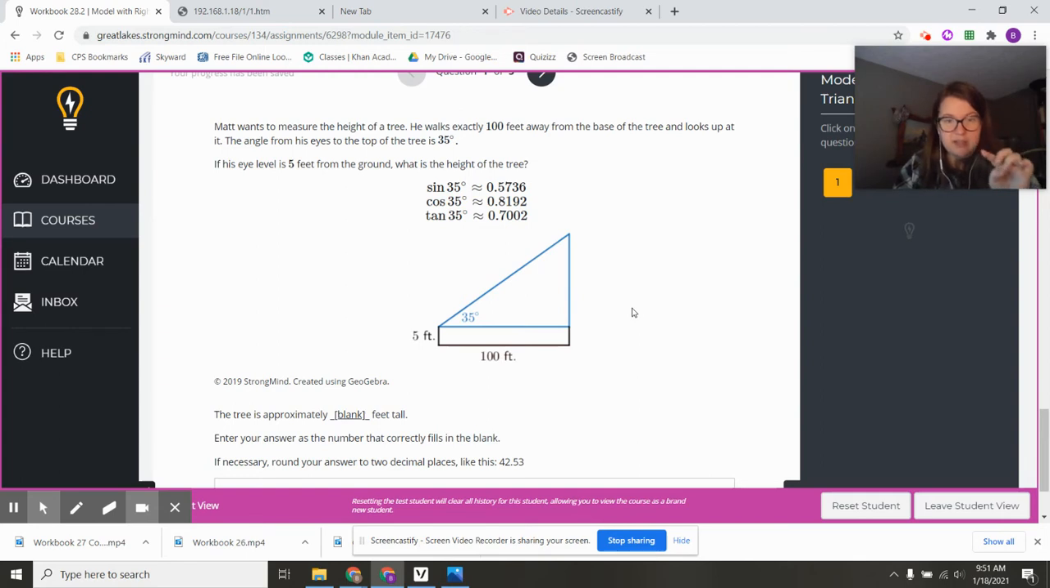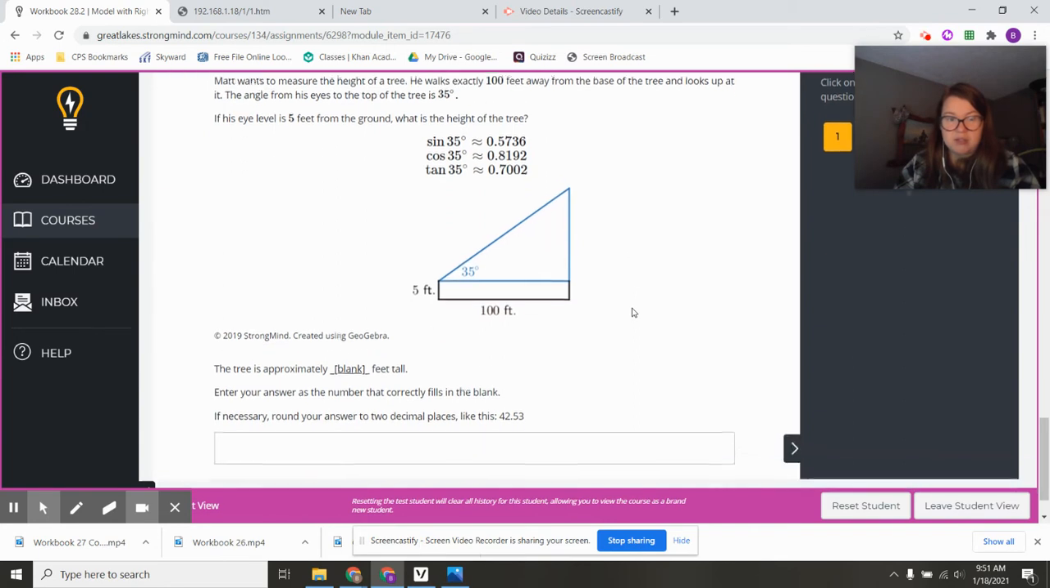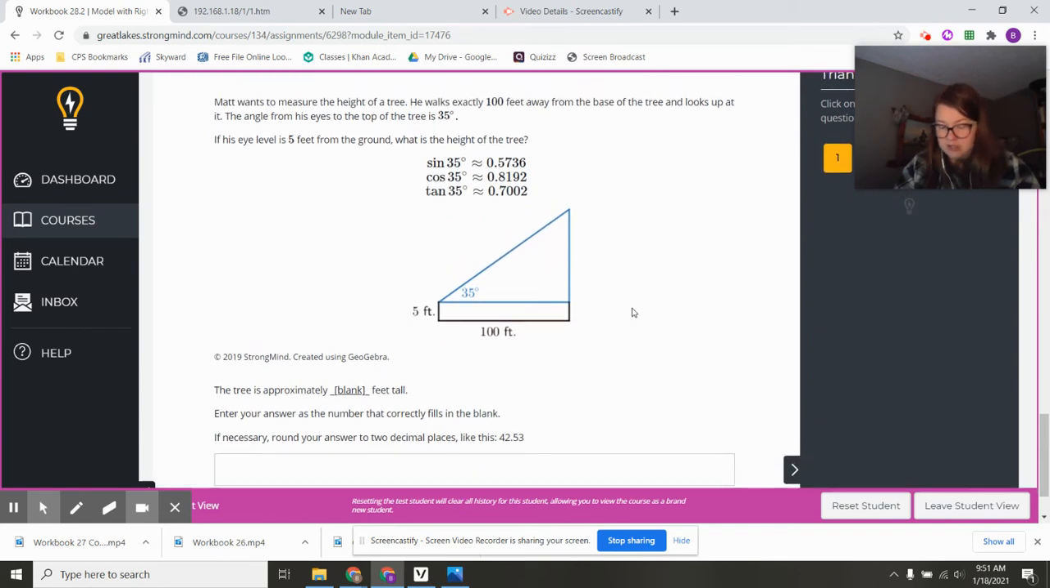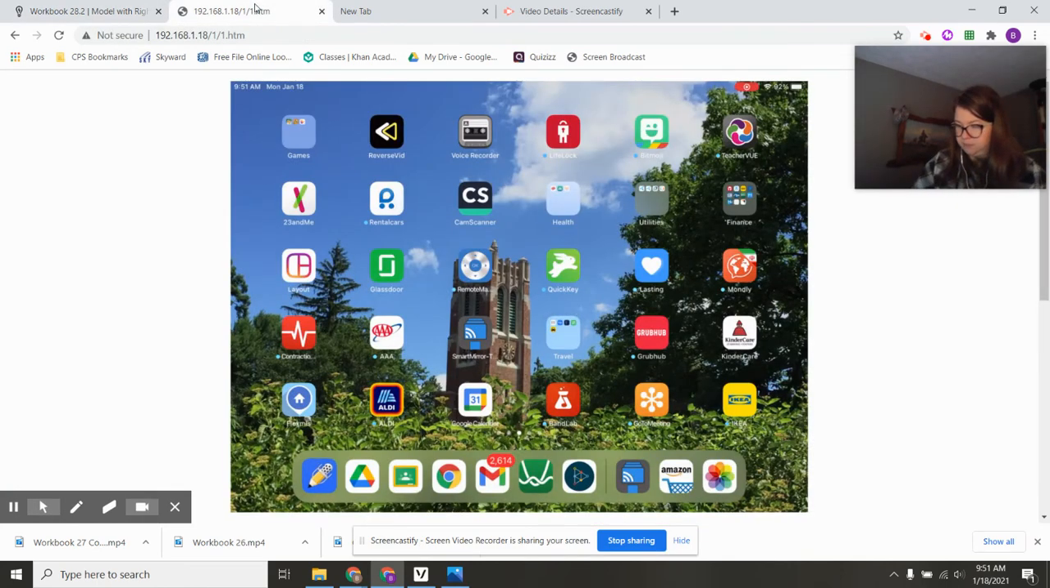So we have the opposite. We have that the adjacent side is 100 feet, and we are trying to find the height of the tree, which would be the opposite. So I'm going to use tangent. The tangent of 35 would equal the opposite side, which we don't know, over 100 feet.